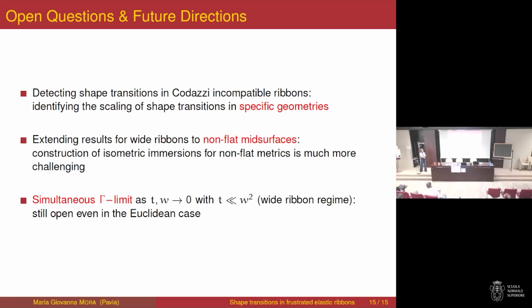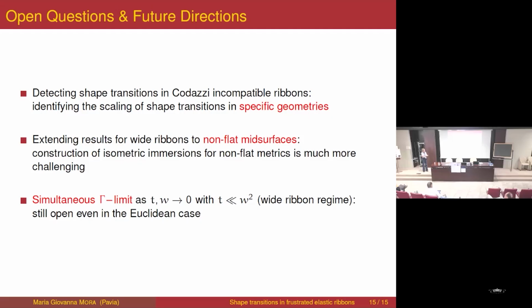I briefly mentioned that our results for wide ribbons are actually limited to flat mid-surfaces. This is because for wide ribbons, we need in the upper bounds to construct isometric immersions. And in the flat case, this is easier to do because what we have to do is to construct developable surfaces, and we have a technique to do that. For non-flat metrics, construction of isometric immersions is much more challenging.